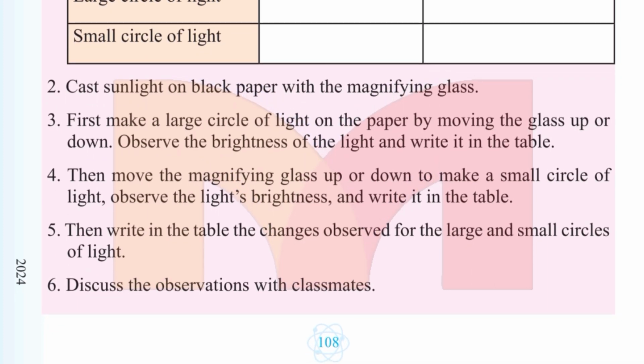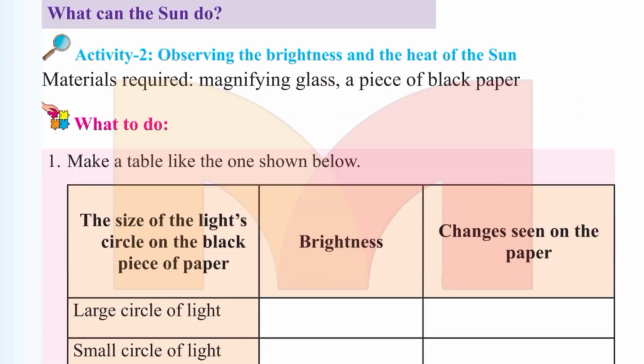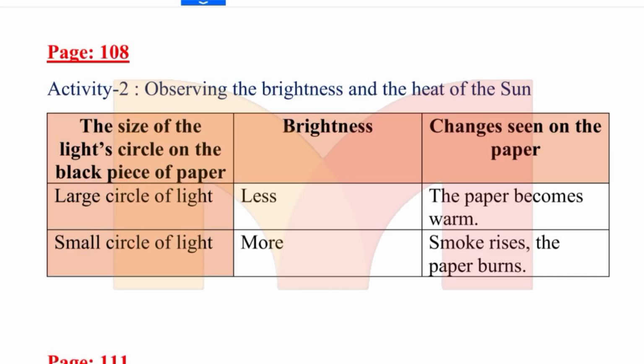So let's see the answer of this. Here is the answer. The size of the light circle on the black piece of paper, brightness, changes seen on the paper. Large circle of light: brightness is less and the change is the paper becomes warm. Small circle of light: the brightness is more and the change is smoke rises and the paper burns. Now let's go back to the book.